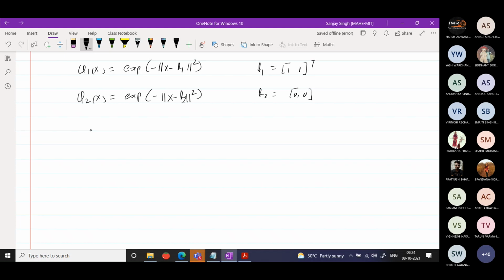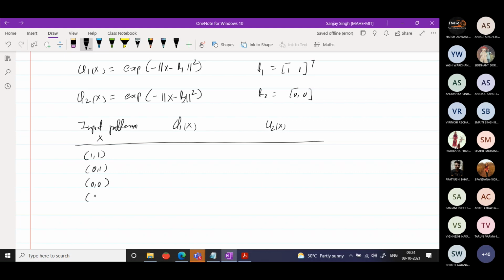We'll write something like this. This is our input pattern, then the value of the first hidden space and the second hidden space. The four combinations possible are (1, 1), (0, 1), (0, 0), and (1, 0). Now let's see how I compute this.